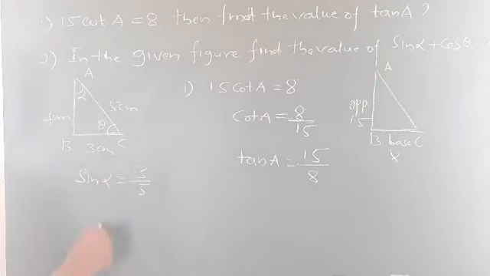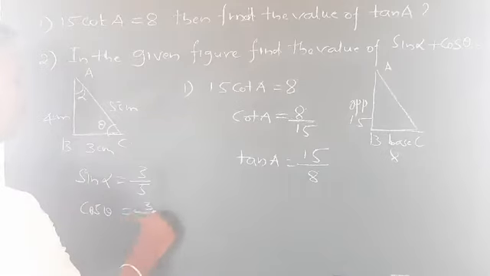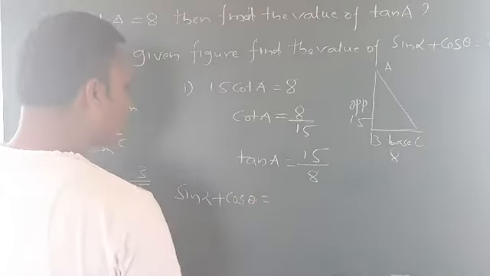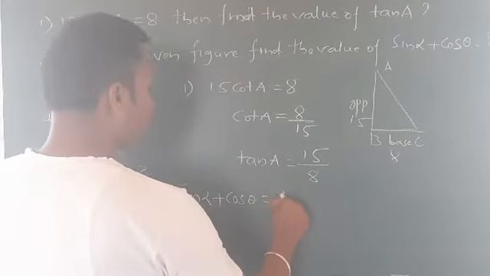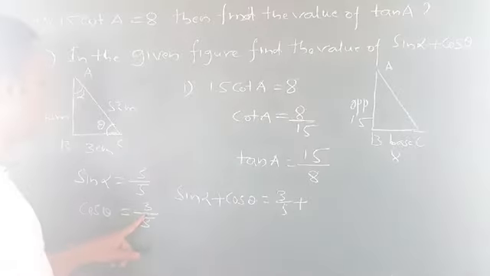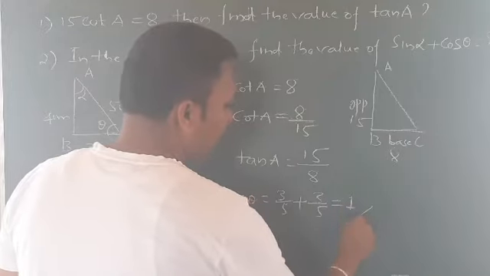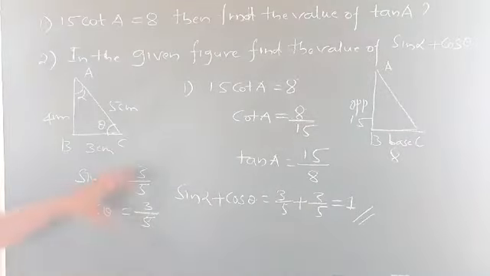Next we have cos of theta. What is the value of theta? This is base, this is opposite, and this is the hypotenuse. We can say it is again 3 by 5. But what we need is sin alpha plus cos theta. Substitute the values here: sin alpha we have 3 by 5, plus cos theta we have again 3 by 5. So the total value is 1. This is the required answer for these 1 mark questions. I hope you understood very well.